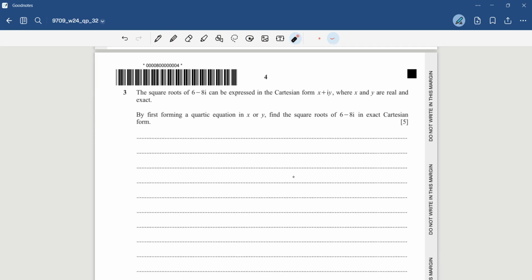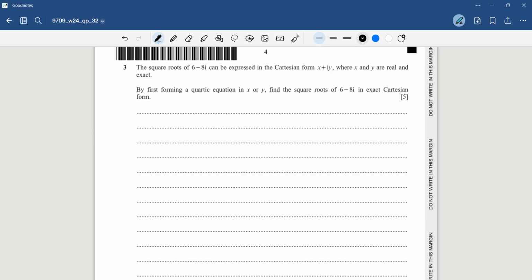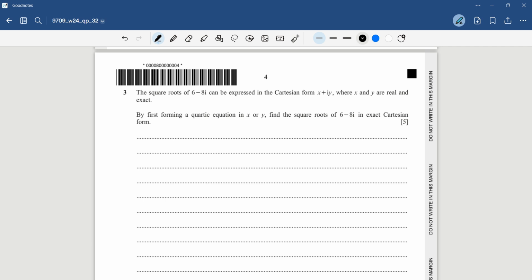Okay, so now let's go to question number 3. The square root of x minus 8. They are given you the equation here, which can be written in Cartesian form x plus yi, where x and y are real and exact. So take note, they are real and exact. By first forming a quartic equation, meaning you must form an equation with x to the power of 4, find the square root of 6 minus 8i.